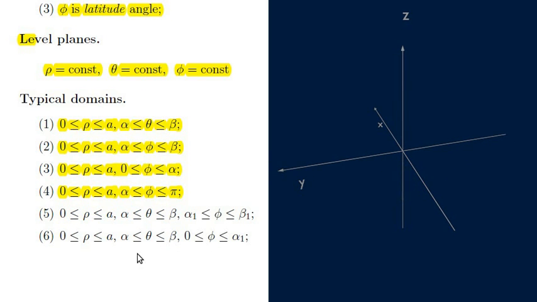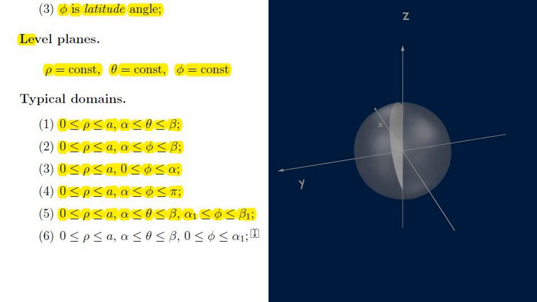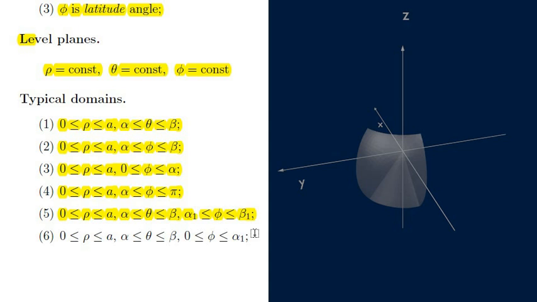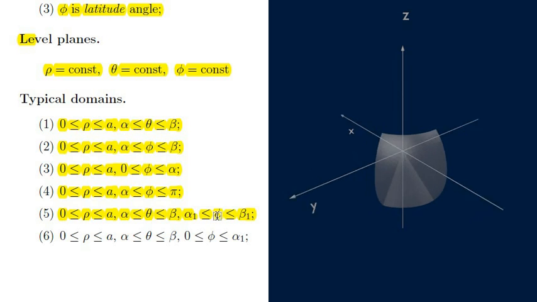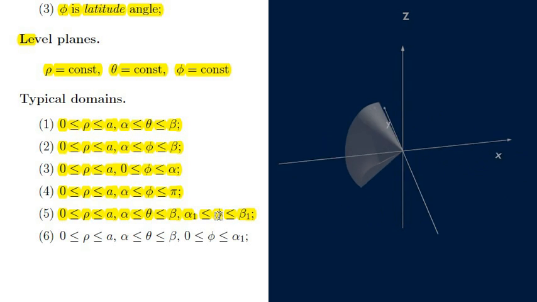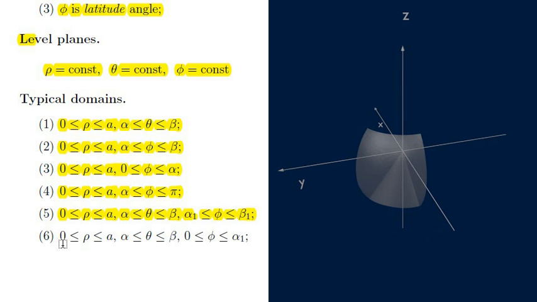The last 2 sets of inequalities are more complex, they involve 3 double inequalities each. Look at this one. The volume associated with these 3 inequalities is shown in the video, like so. That's a combination of the orange slice for the angle theta and 2 cones removed from the north and from the south pole. That's the bounds on the phi angle.